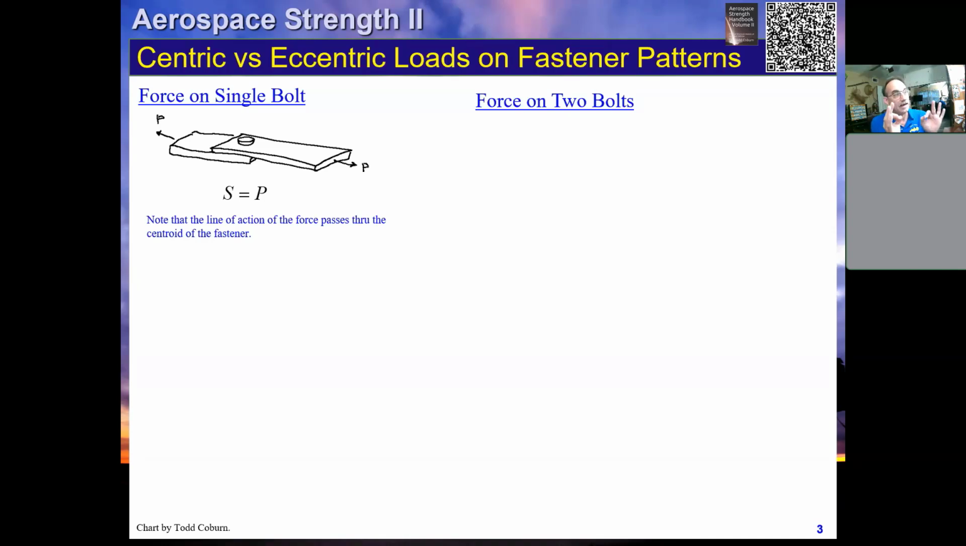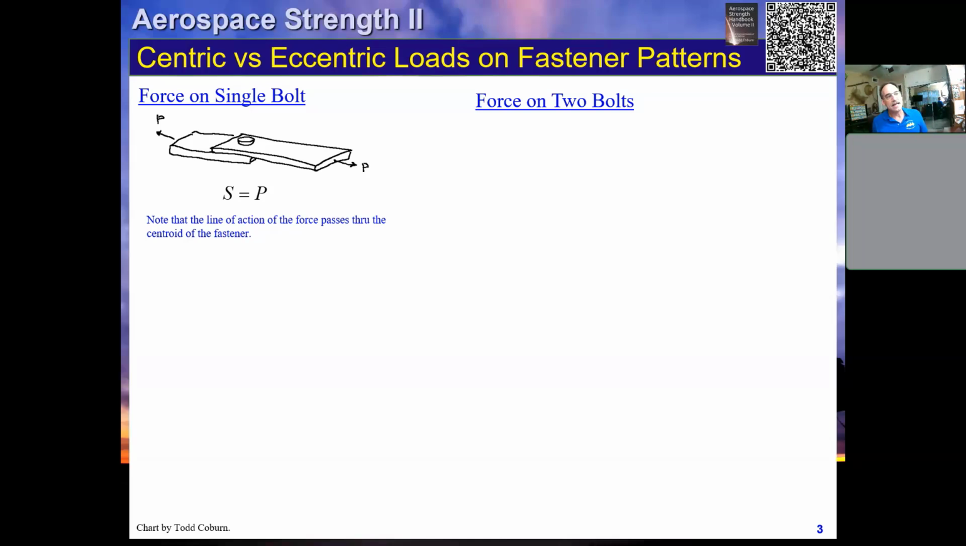The key point here is that the line of action of that fastener pattern passed directly through the centroid of the fastener pattern. And in this case, the fastener pattern only had a single bolt, so right through the center of the fastener. Got that?